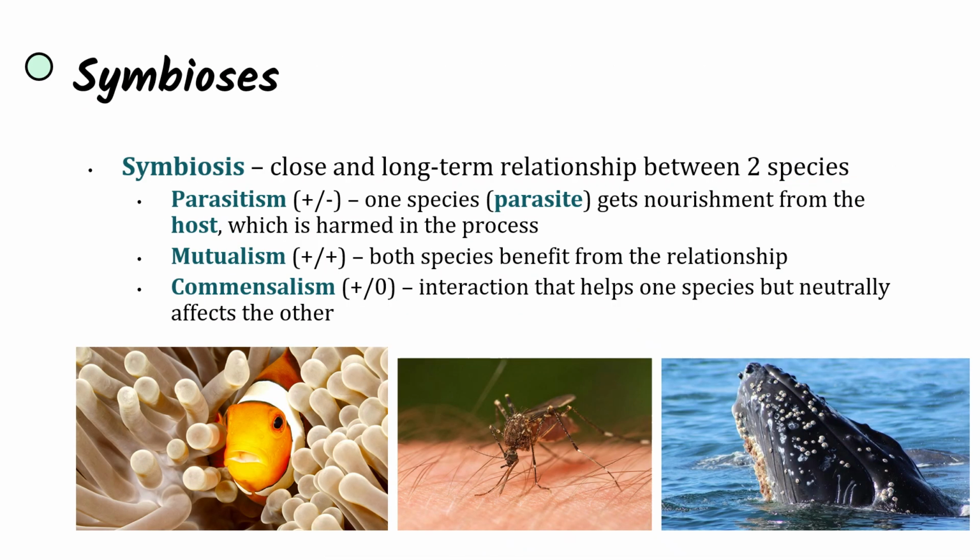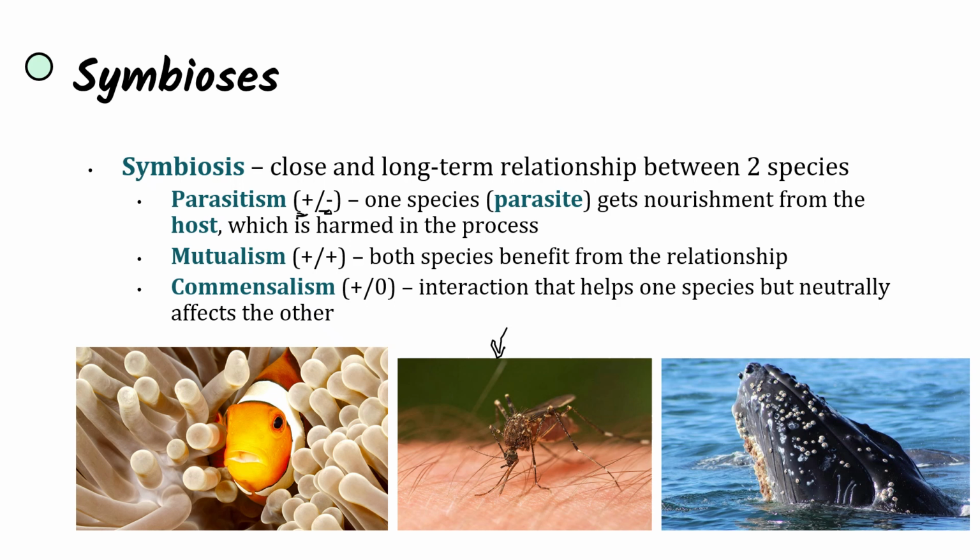Last up, we're going to discuss symbiosis, which are close and long-term relationships between two species. And so we have one, which is parasitism. One is going to benefit, one is going to be hurt. One species, the parasite, is going to get nourishment from the host, which is harmed in the process. For instance, mosquitoes, they're taking our blood, and as a result, we're itchy.